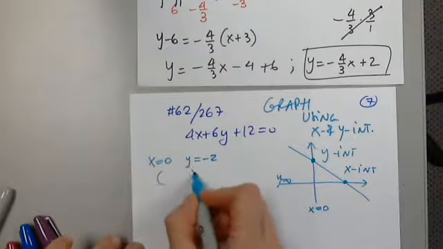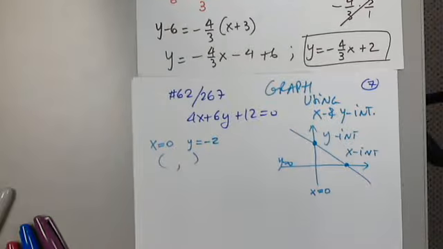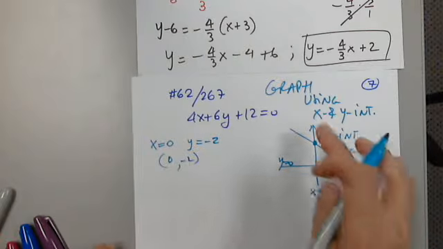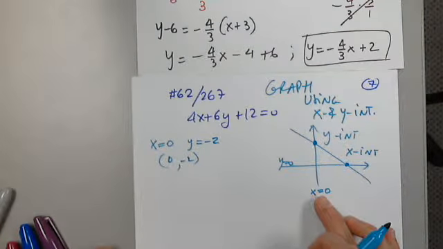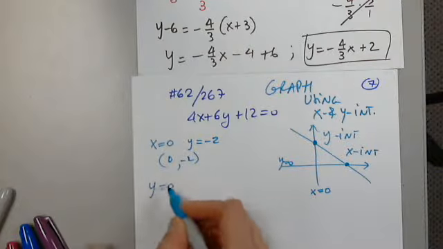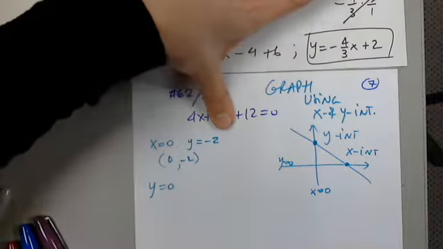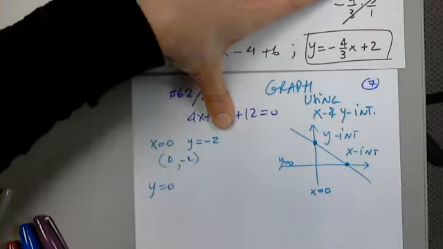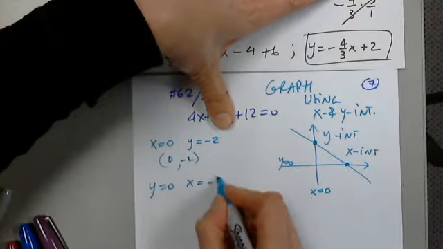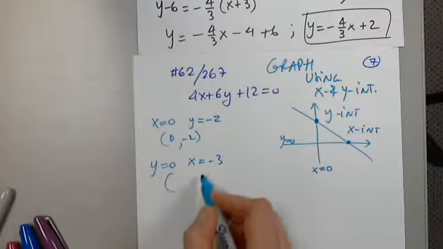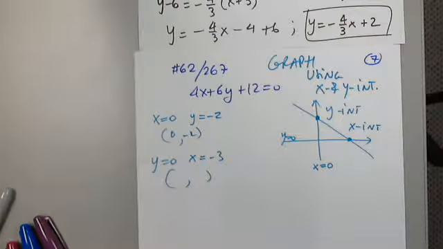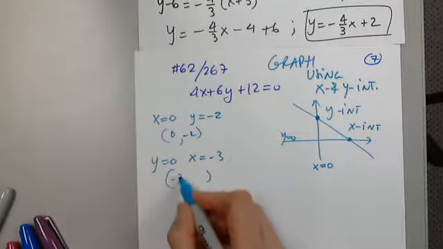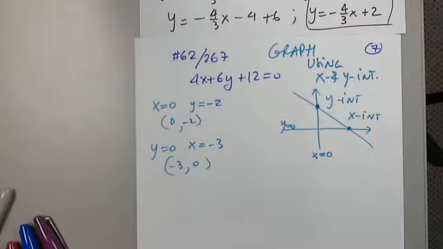So what is the ordered pair that we just determined? Very good. And that will be a y-intercept. Now I need to make y equals 0. Imagine that you have to put 12 to the other side and divide by 4. X equals -3. So what is the other ordered pair, which will be the x-intercept? -3, 0.